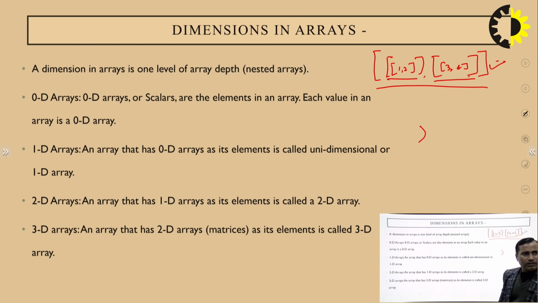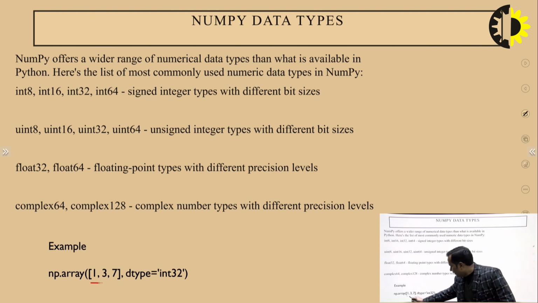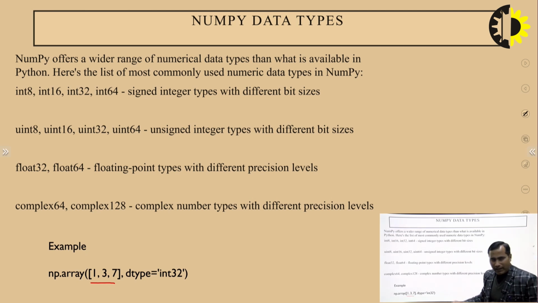So what I have said: the 0D array is the element itself, the 1D array has 0D arrays as its elements, the 2D array has 1D arrays as its elements, and the 3D array has 2D arrays as its elements. As I have said, for creating ND array objects, we have to provide the data or objects, and if we want to create an array object of specific data types, we have to provide the data types in the dtype parameter.